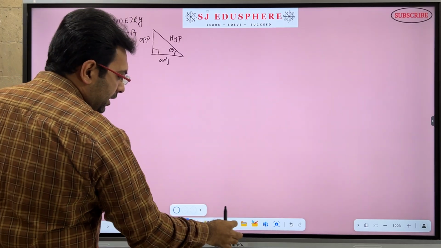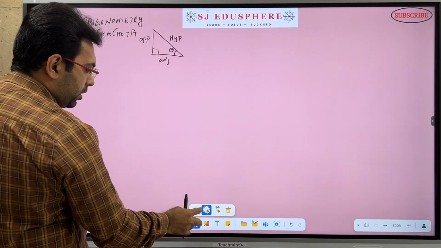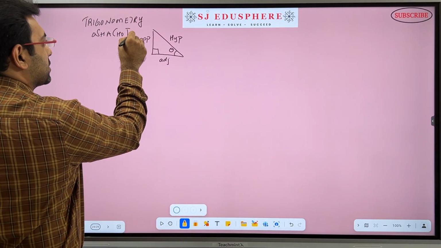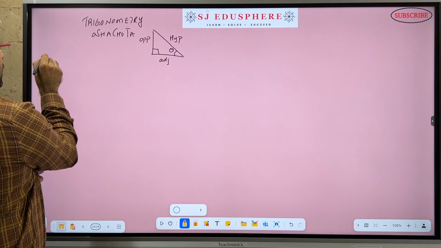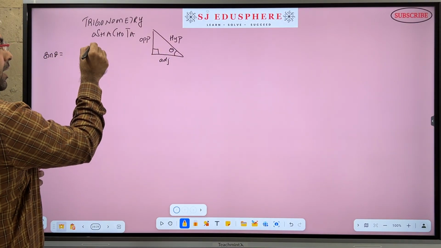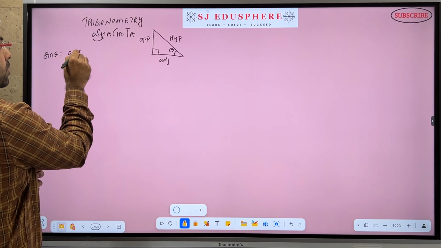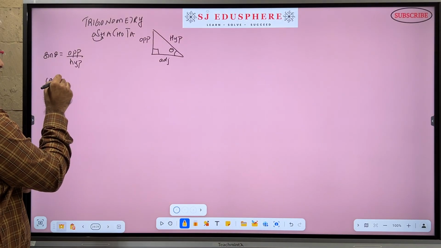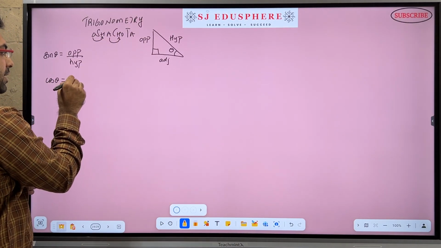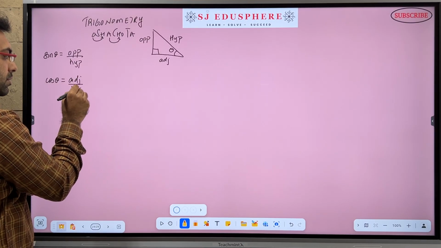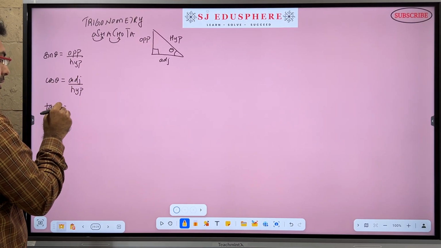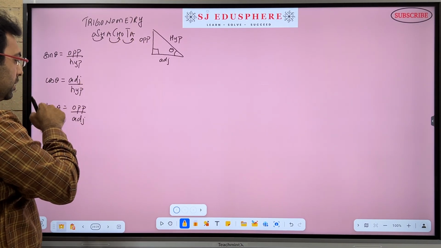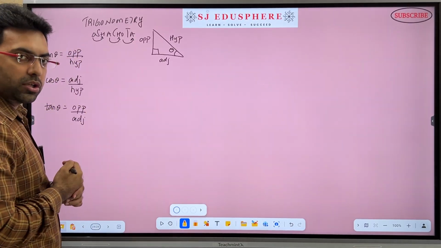we are going to derive the trigo formulas for sine, cos, tan, and the rest of the entire formula list. So the formula for sine theta: sine is opposite over hypotenuse. Similarly, cos theta is adjacent over hypotenuse, and tan theta is opposite over adjacent. You also call tan theta as sine theta upon cos theta.